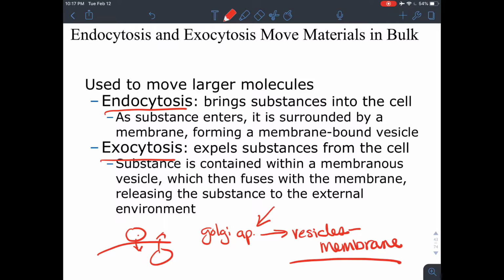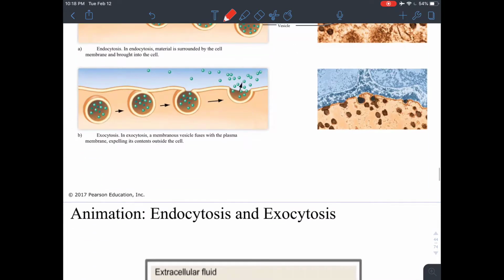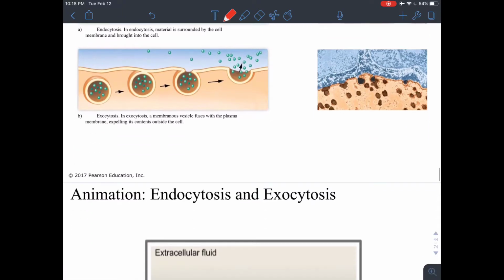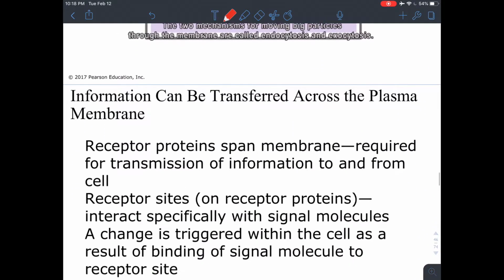And what this really allows for the cell to do is to bring things in and move things out in bulk. So we're not just moving one of something, we're creating a little vesicle that has, like if you would, a little pocket or a little bubble full of some type of substance, and we're moving it across the membrane through endocytosis and exocytosis. And endocytosis and exocytosis are a form of active transport, usually active transport. And another animation that you guys can watch.